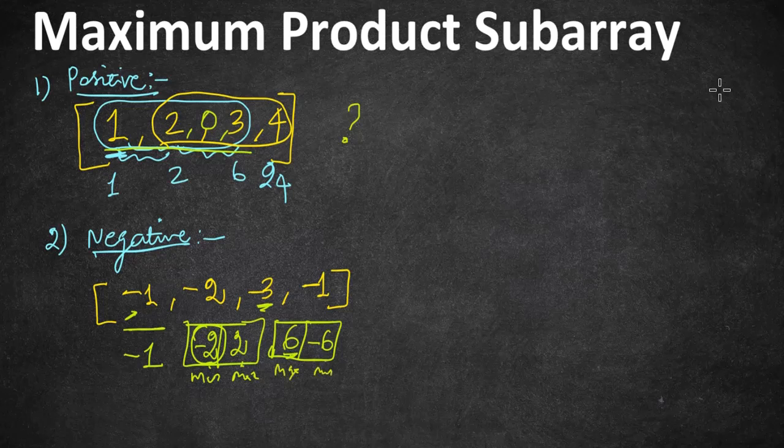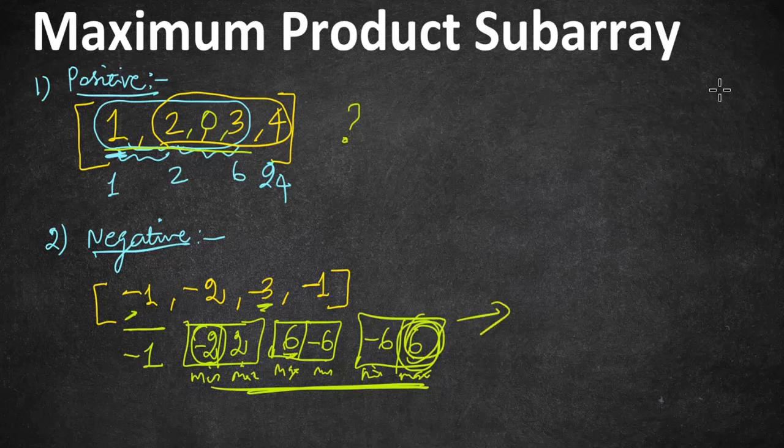We still have one more element left, so we are going to further explore it. Now comes -1. What is the minimum and maximum value? If we multiply -6 with -1, that is going to be the minimum value so far. And if we multiply -6 and -1, it is going to give you 6. That is the maximum value so far. So here overall 6 is the maximum value of any subarray we have come across. So that is going to be the result.